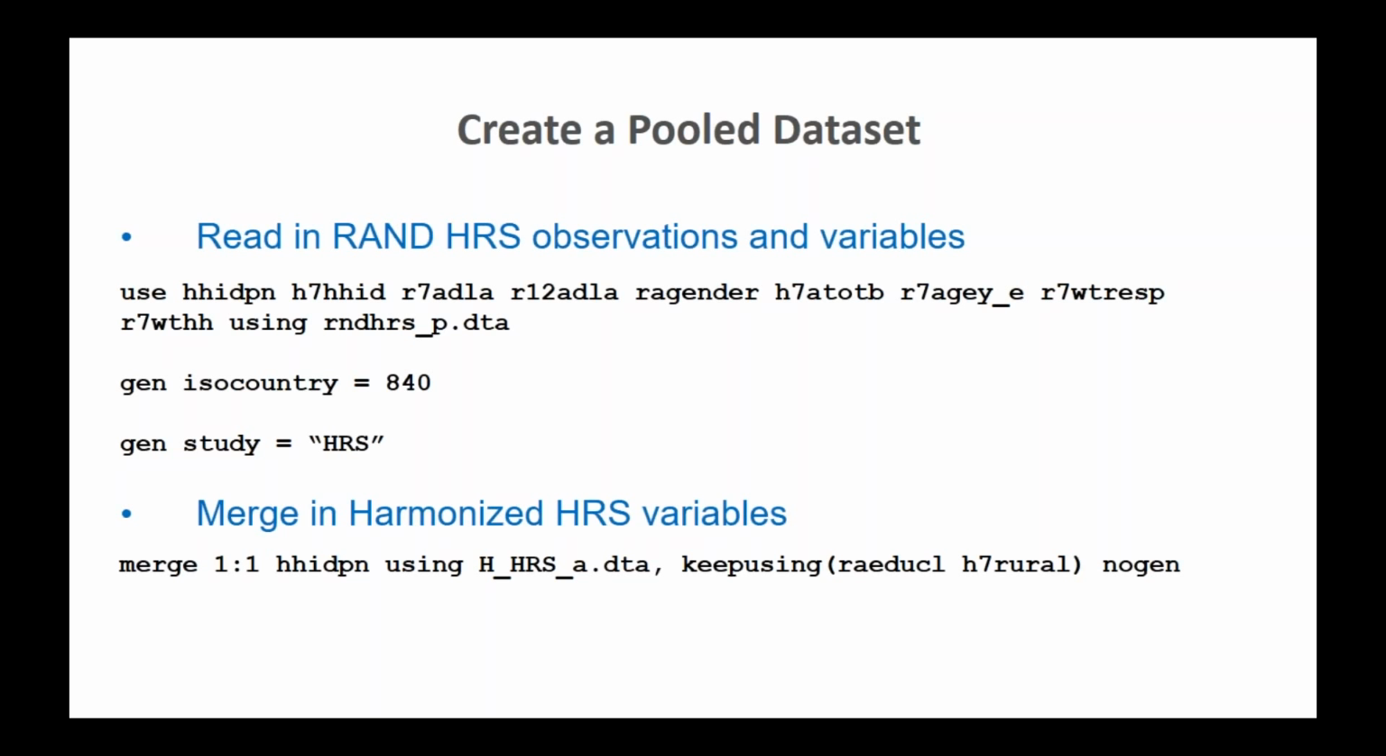So we can do that using a merge command. The merge command in Stata works by saying merge, the type of merge, and in this case, both our data sets are respondent level, so we can say a one-to-one merge using our unique respondent identifier in both data sets, which is HHIDPN. And then we're going to keep using only those variables from the harmonized HRS, our education variable, and our indicator of rural urban.